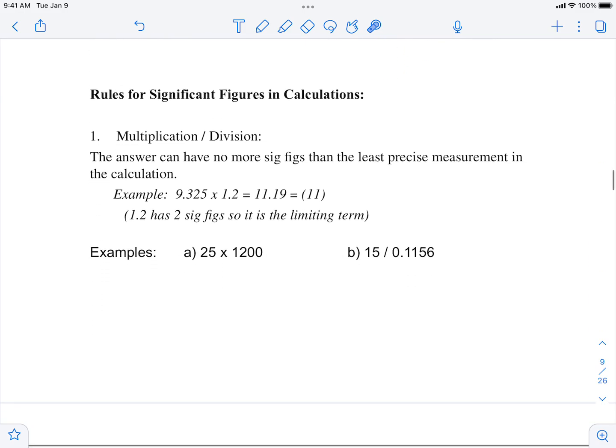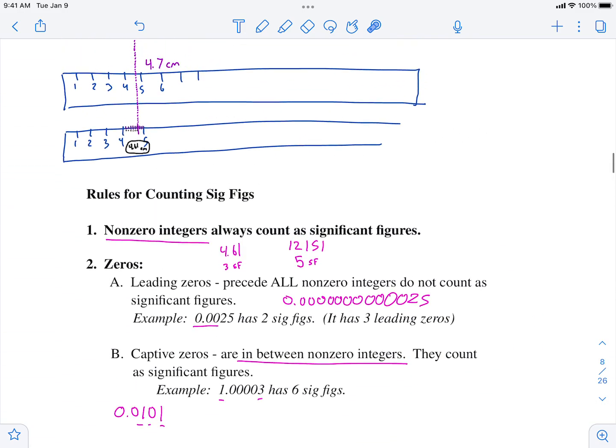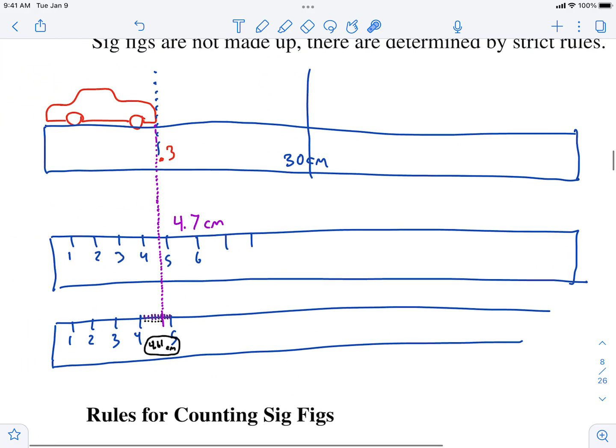Now that we know what sig figs are, I said I would go back to this. Going back to our Matchbox car here, in our first attempt at measuring, how many sig figs did we have? 1. In our second attempt? 2. In our third attempt? 3. So do you see how changing the precision of the measuring device changes the number of sig figs? The more numbers that you know for certain, the more accurate and reliable your number is.